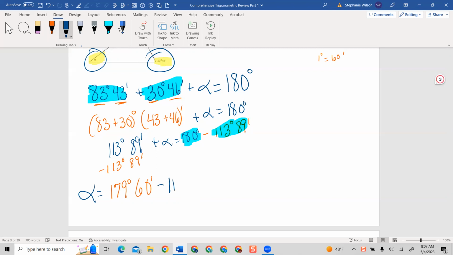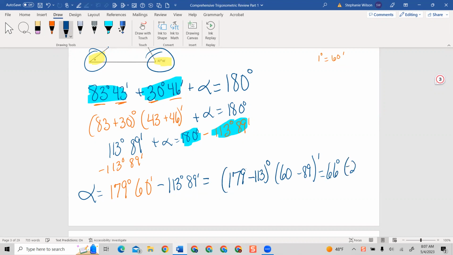Now I can say, oh, okay, I can subtract it from this. And now let's do that. Let's put our degrees together and our minutes together using the correct operation, and I'm meaning to put that on the outside of the parentheses. All right. So 179 minus 113 gives me 66 degrees. 60 minus that 89 gives me negative 29 degrees, or excuse me, minutes.